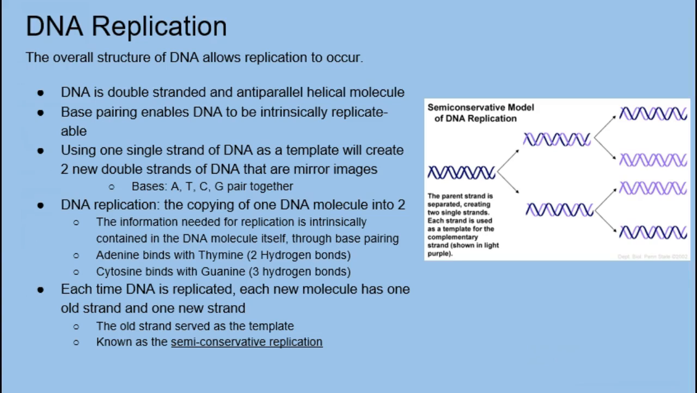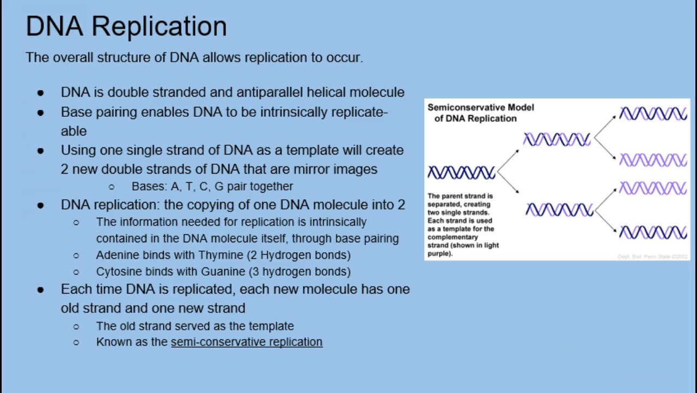The information needed for replication is intrinsically contained in the DNA molecule itself through base pairing. Adenine binds with thymine, and cytosine binds with guanine. Those four different molecules are the different bases that make up DNA. Each time DNA is replicated, a new molecule has one old strand and one new strand, which is known as semi-conservative replication.